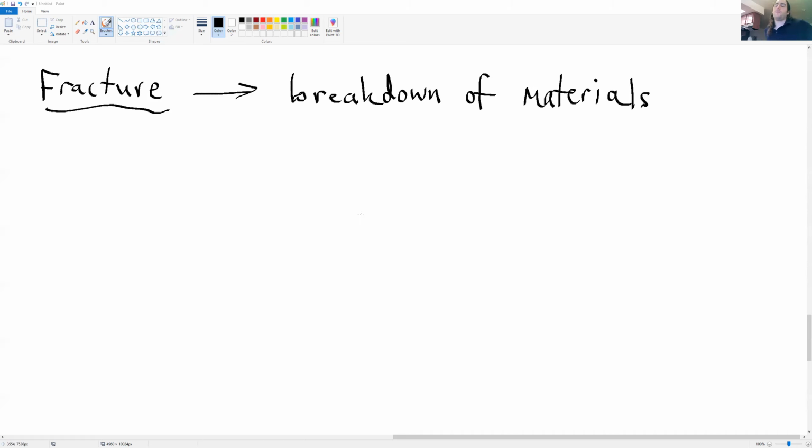And when we talk about breakdown of materials, usually we want to understand two things. We want to understand, okay, how much stress can I put on the material to make it break? And also, what's the safe amount of stress I can put on the material over a long period of time, right?